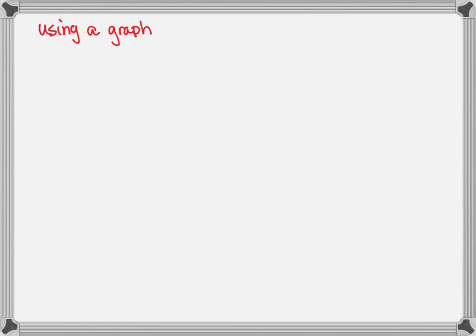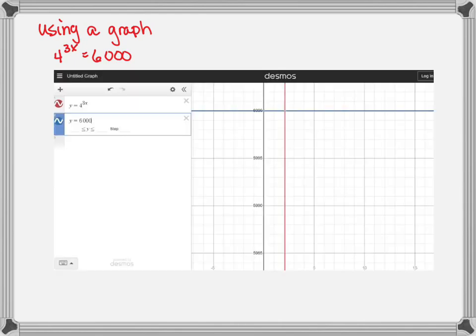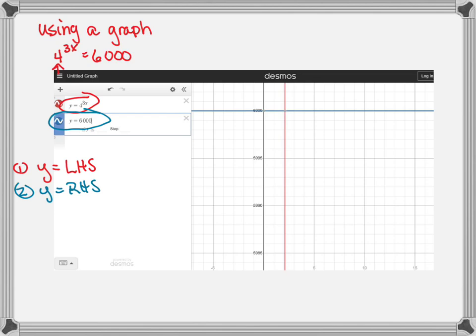Okay, let's use a graph to solve the same equation. So you have 4 to the 3x equals 6,000. So in the Desmos graphing calculator, I typed in y equals 4 to the 3x power. So we have y equals the left-hand side of my equation. And then I typed in y equals 6,000. So y equals the right-hand side of my equation.